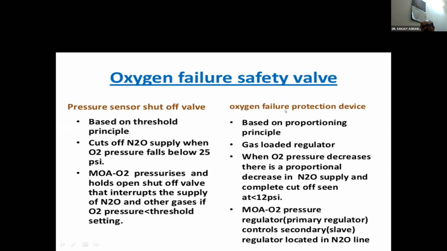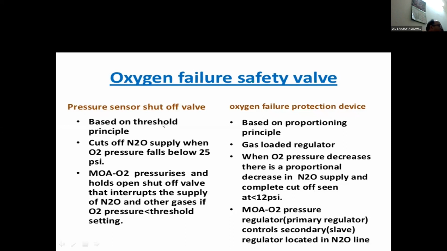While the oxygen failure protection device is based on the proportioning principle. With gas load regulators, when the oxygen pressure decreases, there is a proportional decrease in the nitrous supply, and complete shut-off is seen only when the oxygen pressure is less than 12 psi. The mechanism of action is that the oxygen pressure regulator is a primary regulator which controls the secondary regulator, which is the nitrous oxide line. So this is also known as a master and slave mechanism.